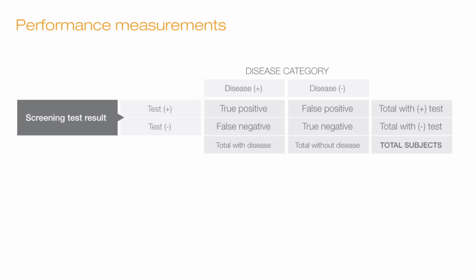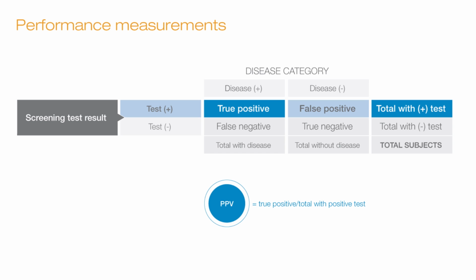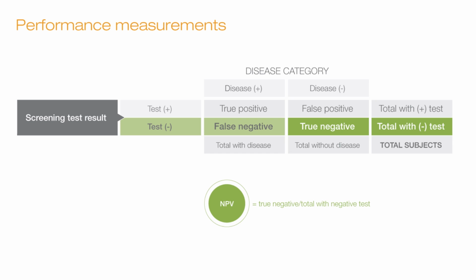Positive and negative predictive value, on the other hand, are really what we're more interested in clinically. The positive predictive value is the probability that if you get a positive test, the individual has the condition. So the true positives over the total with a positive test. And the negative predictive value is the chance that if you have a negative test, you actually don't have the disease that we're looking for. So the true negatives over the total with a negative test.